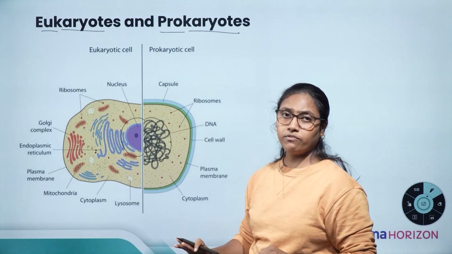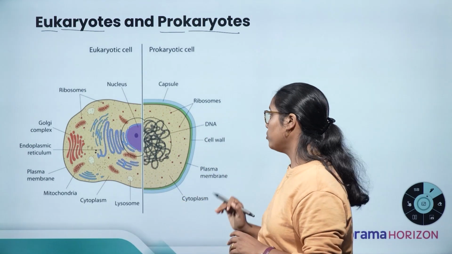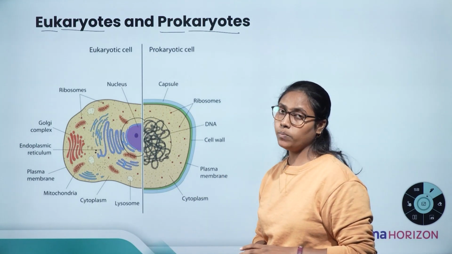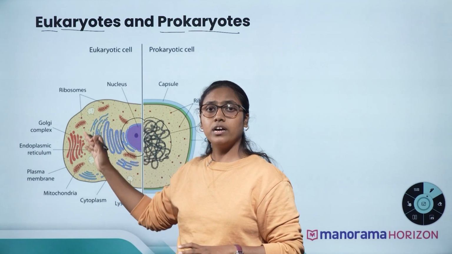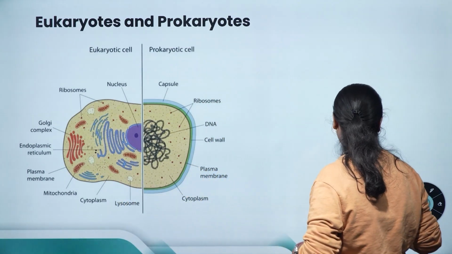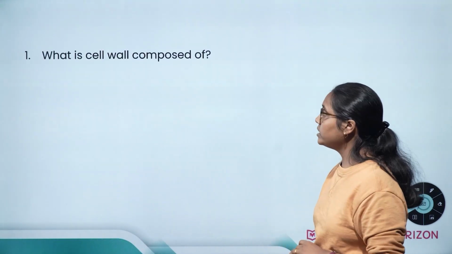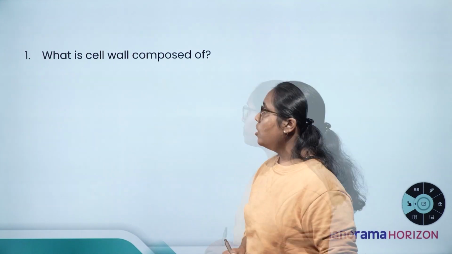Apart from that, eukaryotes have cell organelles, and prokaryotes lack cell organelles. Only ribosomes are present in prokaryotes, and eukaryotes have all the other cell organelles. Now let's move to the cell organelles. So before moving to cell organelles, we'll do some questions.